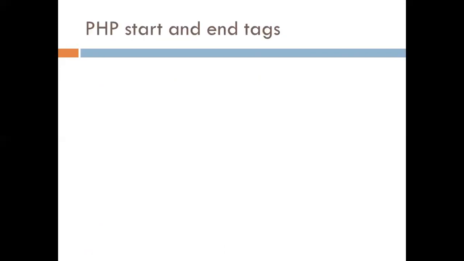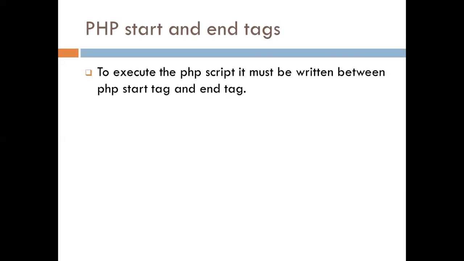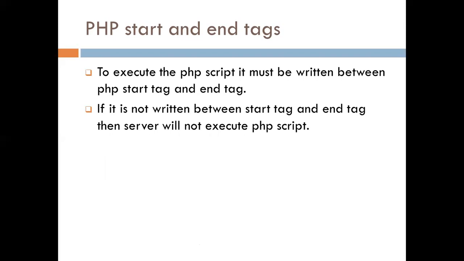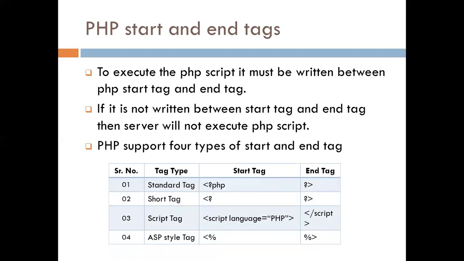Now starting and ending tag of PHP. To execute the PHP script, it must be written between the starting and ending tag. If it is not written between the starting and ending tag, then the server will not execute the PHP script. So there are 4 types of tags. First is the standard tag. Standard tags are written like this: less than and question mark sign, PHP keyword, ended with question mark and greater than sign.